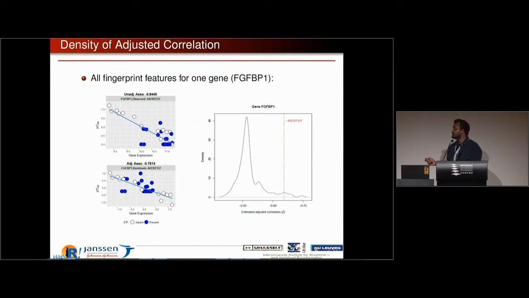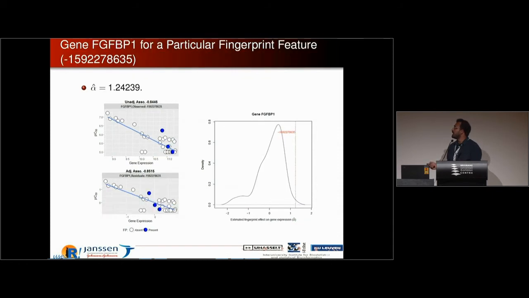This was one of the genes that we were interested in, and now we could show that it's negatively associated with all the fingerprints. So this kind of analysis was not possible in the beginning. Also, we wanted to look at the fingerprint effect on the genes, for all the fingerprint features, and that was possible as well. So you can find fingerprints which had a positive effect and other fingerprints which had negative effects.